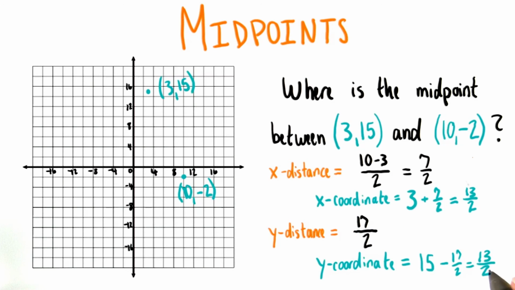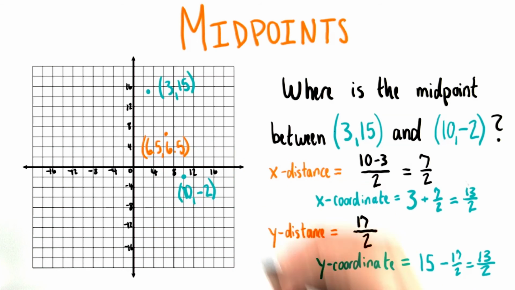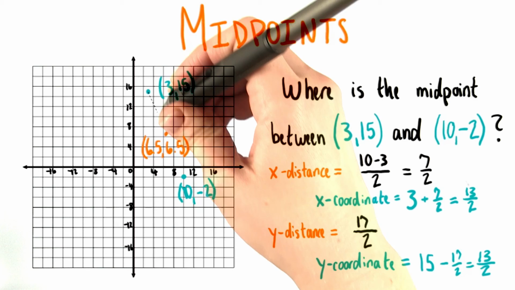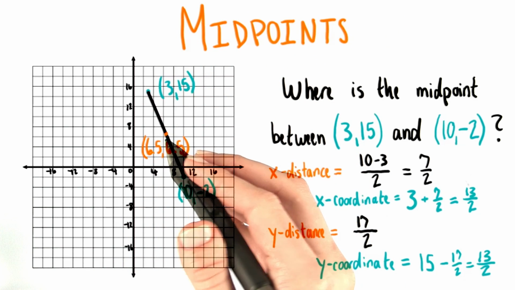Let's graph this point just as a sanity check. (6.5, 6.5) should be right about here. And if we draw a line from our first point to our second point, we see that this point does, in fact, lie on the line and looks halfway between them.